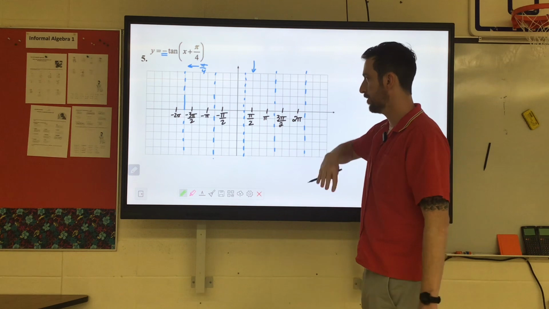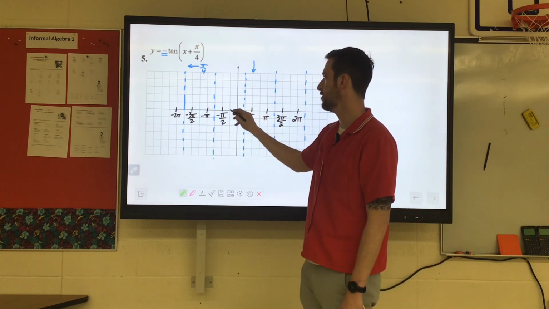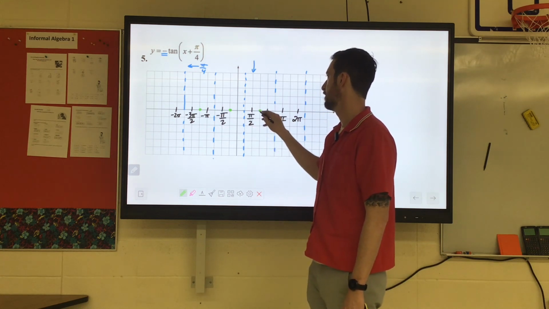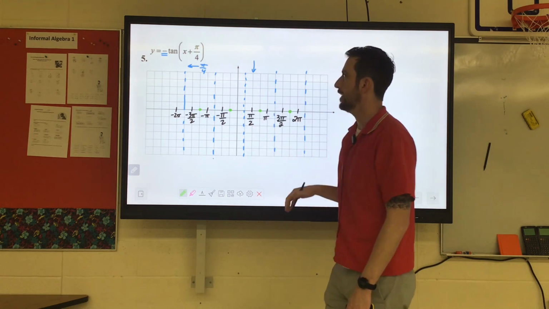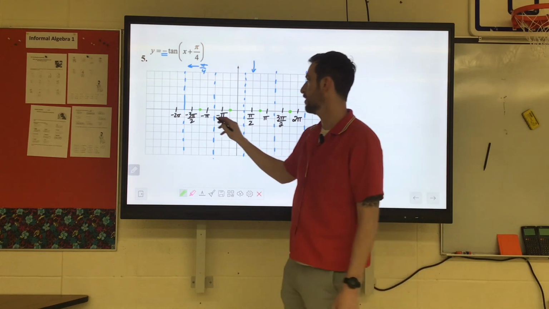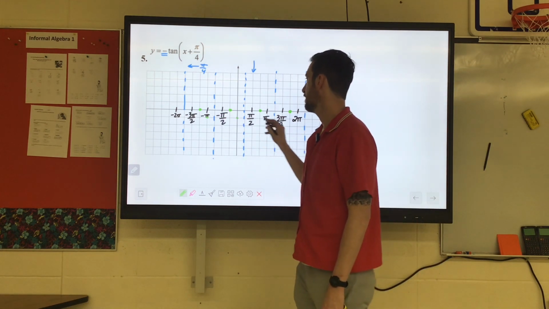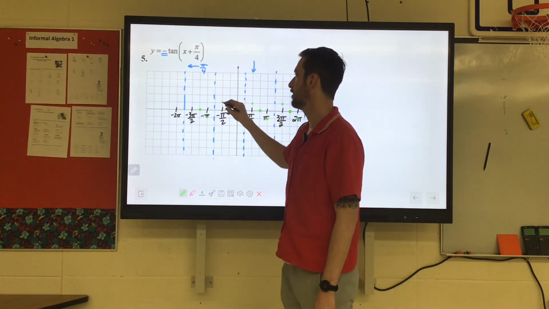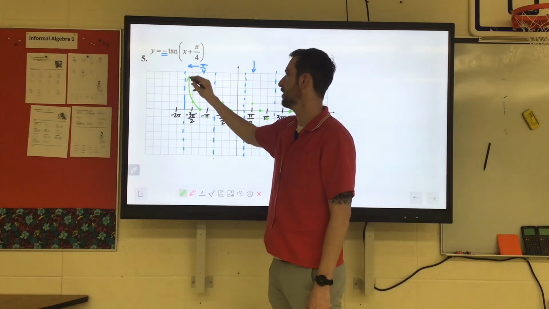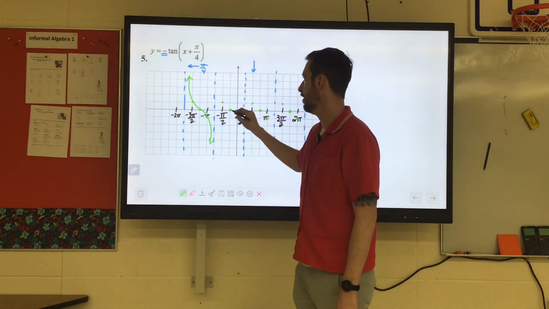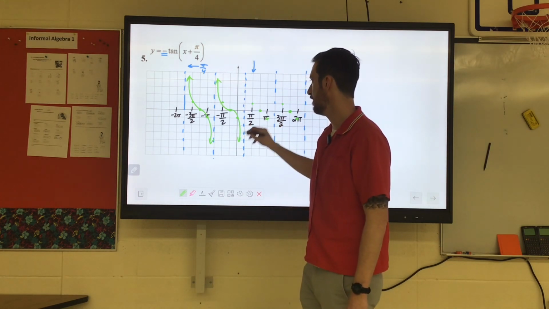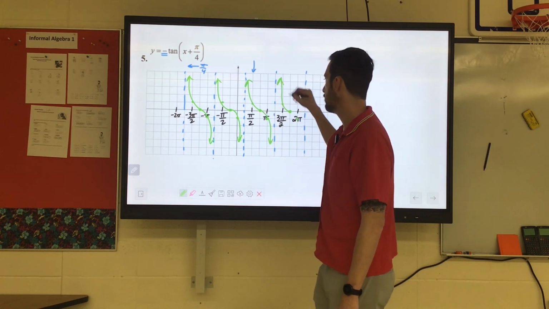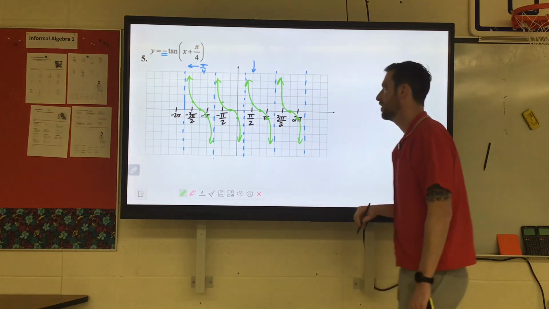Cool, so we don't have a vertical shift, so our center will be right in the center. And this is a reflection, so it's going to go down right, up left. All right. Fun! Look at us. We're learning and graphing trigonometric functions.